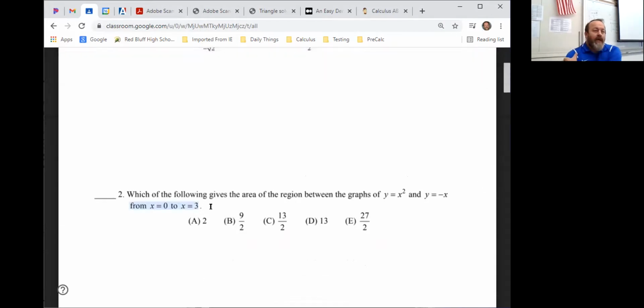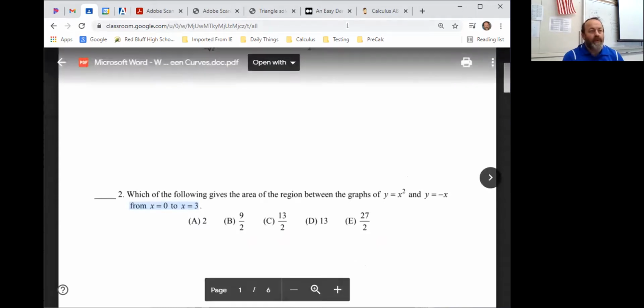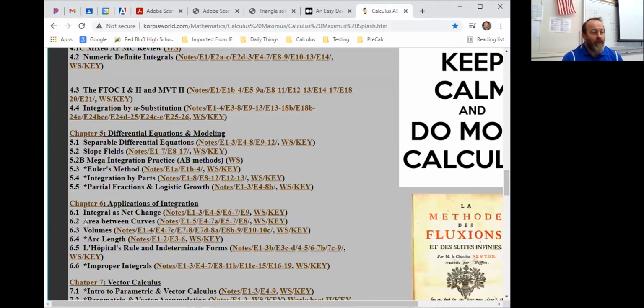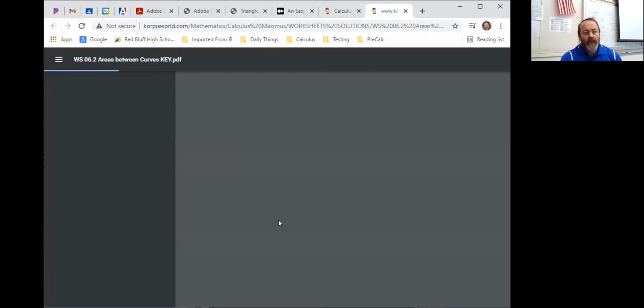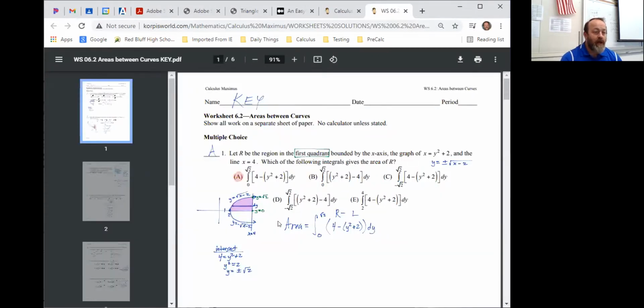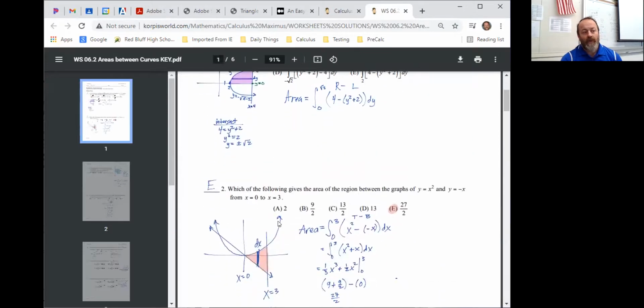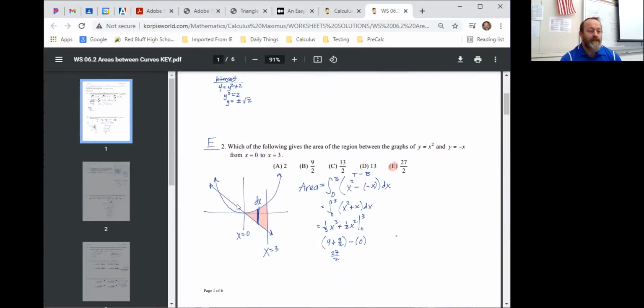And so again, in Corpy World, this is the worksheet that we're looking at, and there is a key right here. So if you go to that key, not only does he have the answers there, but he shows specifically all the work that leads to that answer. Like I said, you'll see this little region that crosses, but they're actually asking for the area from 0 to 3 right in here. So that gives you a little bit.